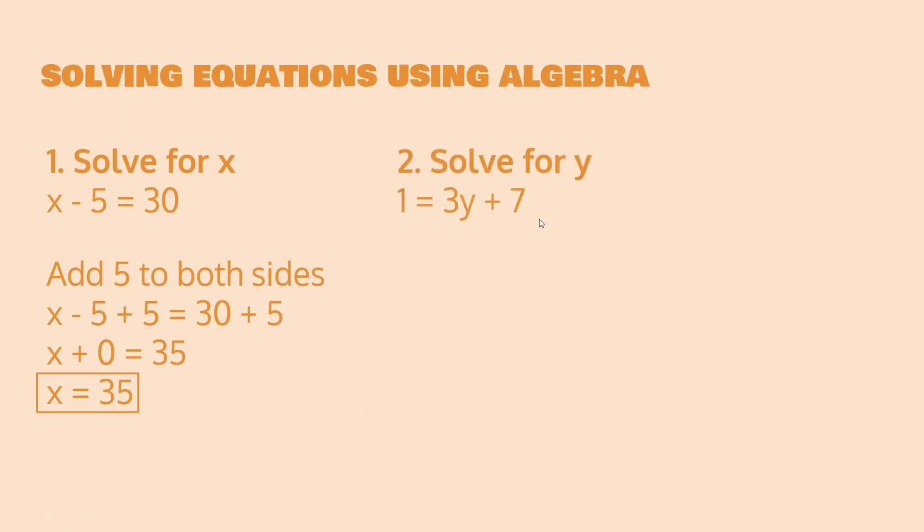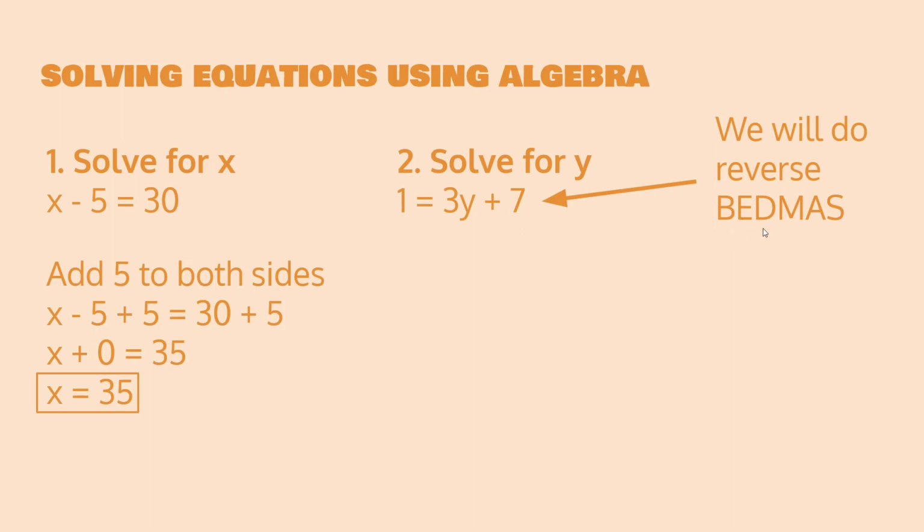Okay, so in this next example, we have to solve for y. But notice that there's two operations going on over here. We have the y multiplying by 3, and we're adding 7. So how do we know which one of these to undo first? Well, we can do the reverse of BEDMAS.